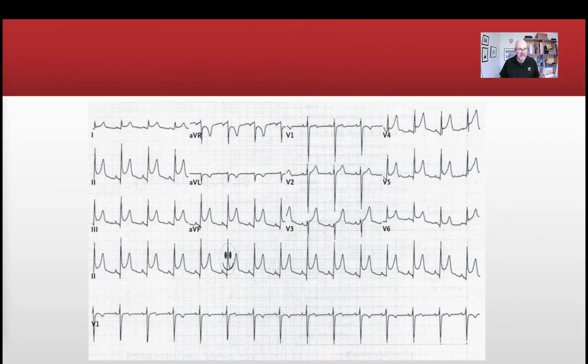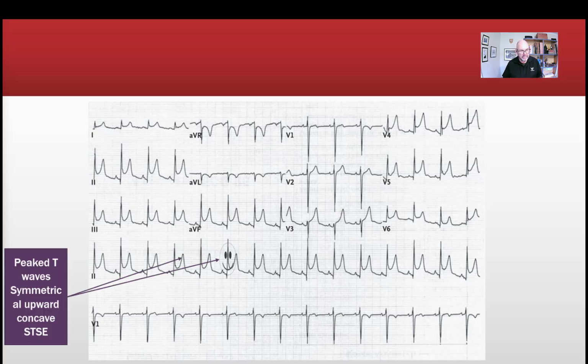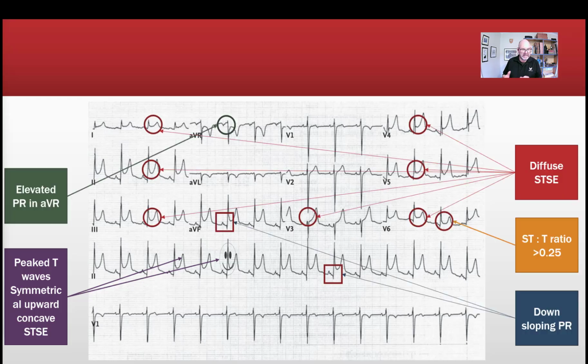Firstly, we see a globally apparent concave ST segment elevation alongside PR depression in most leads, which will normally be mirrored by PR elevation in lead aVR. And finally, an ST segment elevation where the ratio to the T wave is greater than 25%.